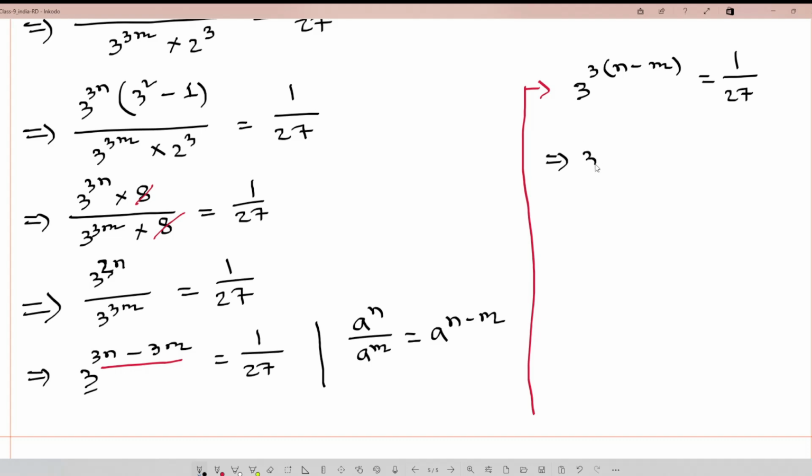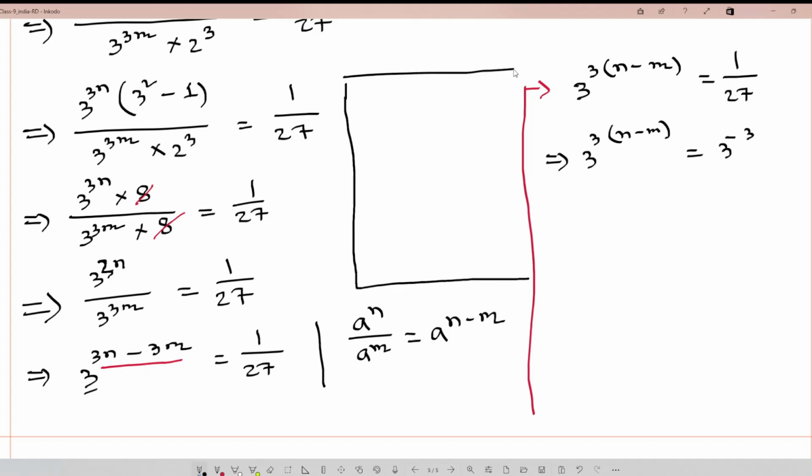Now look, here is 3 to the power 3 times n minus m. This one we can write as 3 to the power minus 3. How? Look, 1 divided by 27 we can write 1 divided by 3 to the power 3, and this one we can write 3 to the power minus 3, because we know a to the power minus n equals 1 by a to the power n, right? So 1 divided by 27 we can write 3 to the power minus 3.